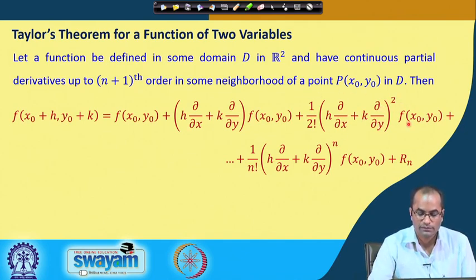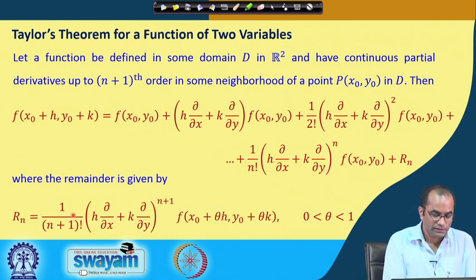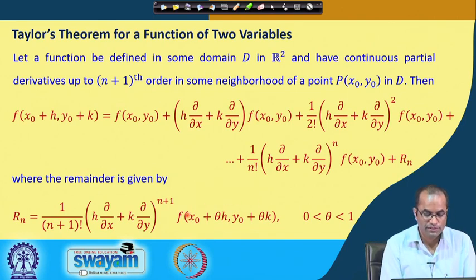So, we need to wait a little bit here, and then this will be continued up to this n and 1 over factorial n, and f at x 0, y 0. So, these partial derivatives will be evaluated at x 0, y 0, all the partial derivatives here, and then the remainder term, which is again the continuation of these terms, and the only difference is that the argument of the n plus 1th derivative, which will be appearing because of this term, will be evaluated here at x 0 plus theta h, y 0 plus theta k, and this theta is between 0 and 1.